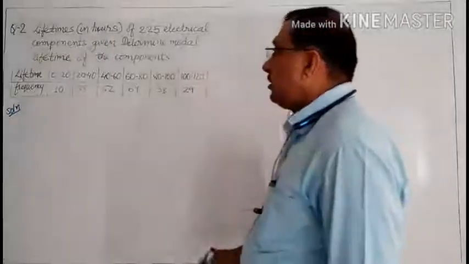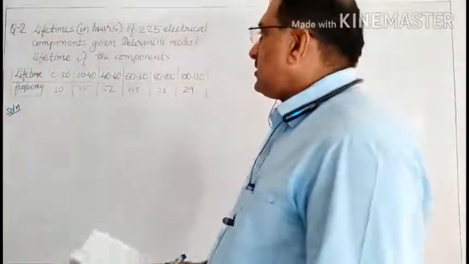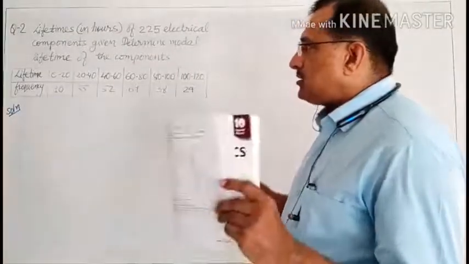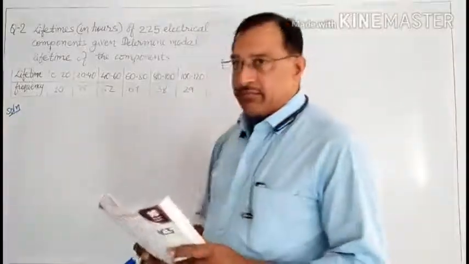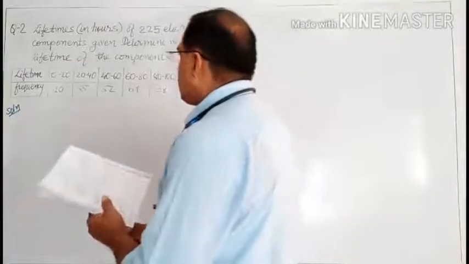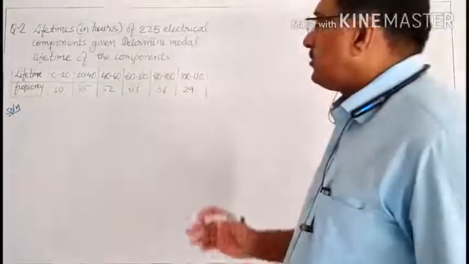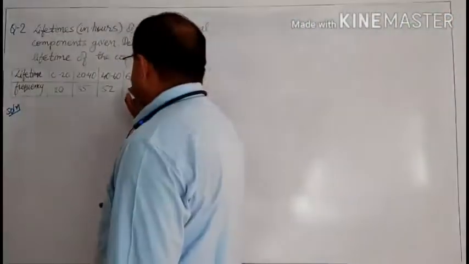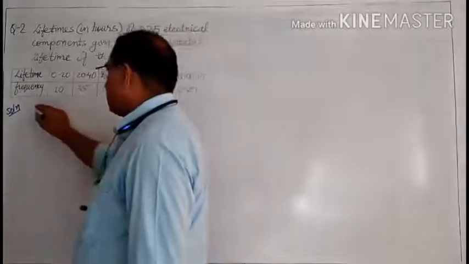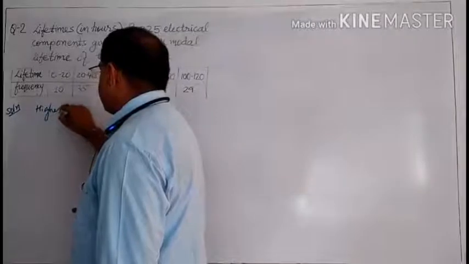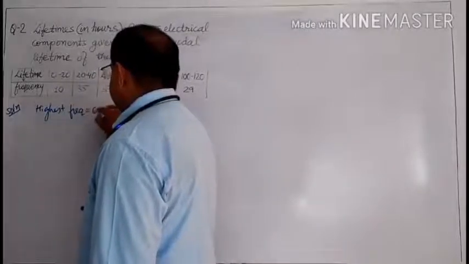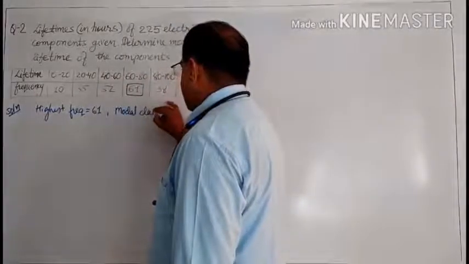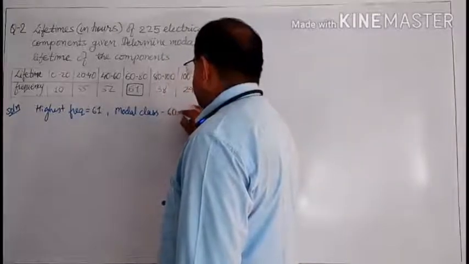So we have to determine the modal lifetime of the components, meaning the lifetime in hours that the highest number of components have. First of all, we have to calculate the highest frequency. Here you can see the highest frequency is 61. The class having this frequency is called the modal class. So here the modal class is 60 to 80.